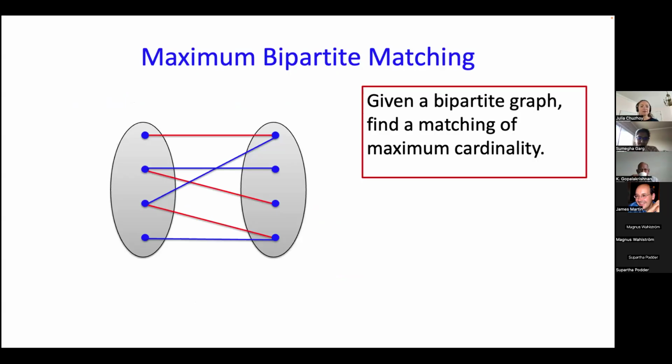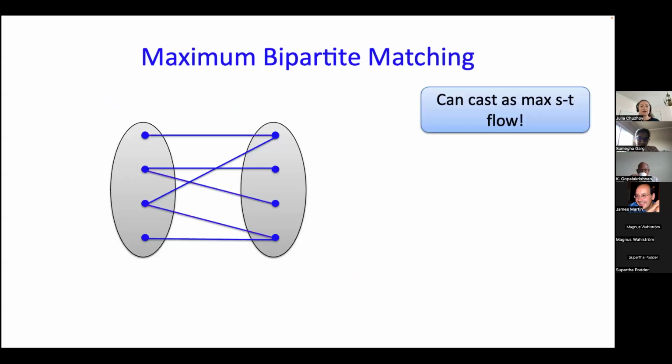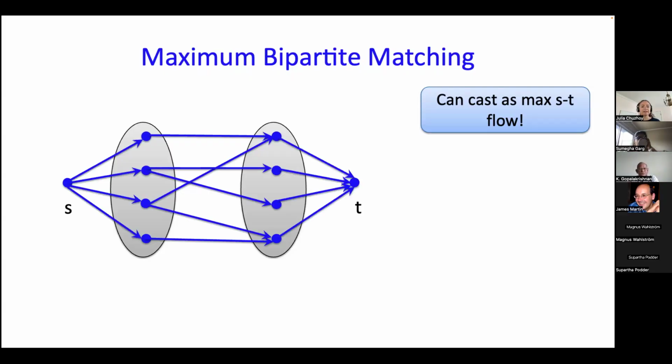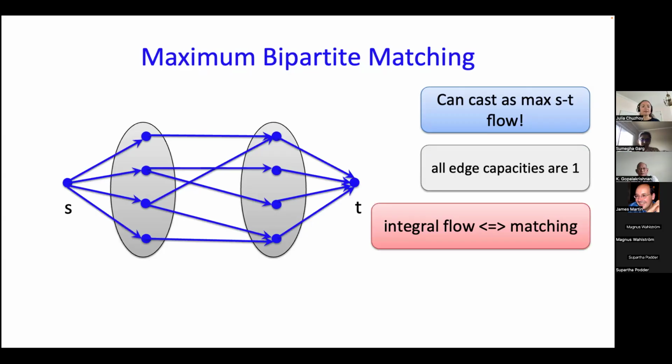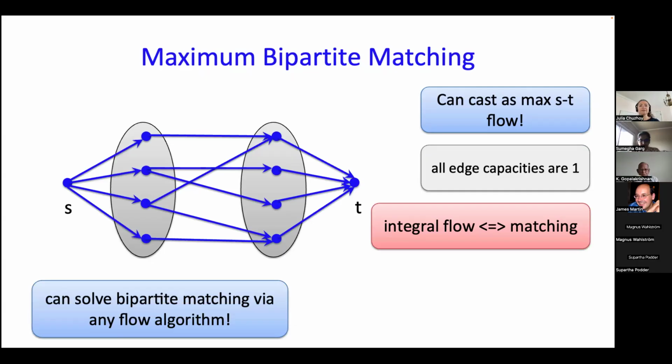And probably, as all of you know, one way to solve this problem is to cast it as maximum ST flow. To do this, we direct all edges from left to right. We add a source that connects to everybody on the left, and we add a destination to which everybody on the right is connected, and then we set all edge capacities to 1. So any integral flow in this flow network defines a matching of the same cardinality as the value of the flow, and vice versa. So obviously, if you have any algorithm for maximum flow, you can use it to solve bipartite matching. This is a really well-known fact.